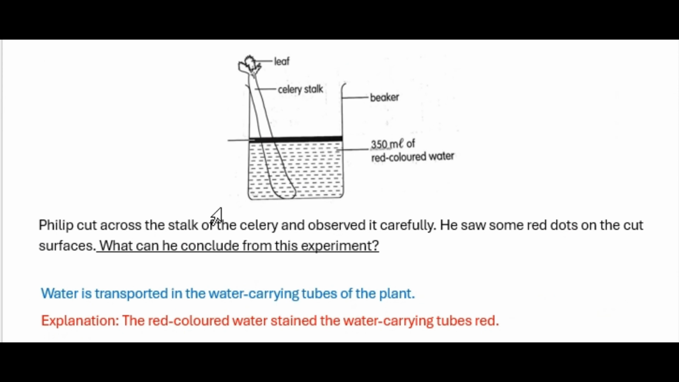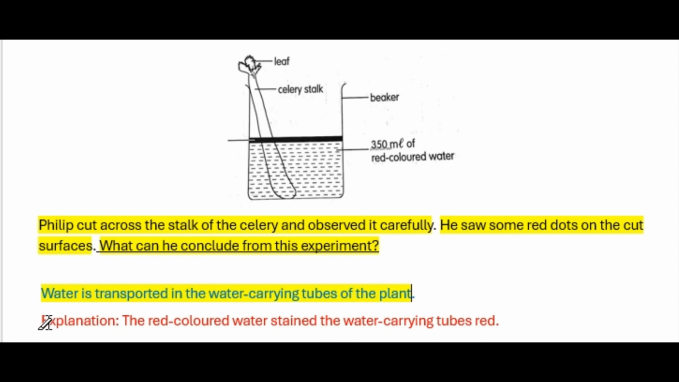Philip cut across the stalk of the celery and observed it carefully. He saw some red dots on the cut surfaces. What can he conclude from this experiment? Water is transported in the water-carrying tubes of the plant. Explanation: the red-colored water stained the water-carrying tubes red.